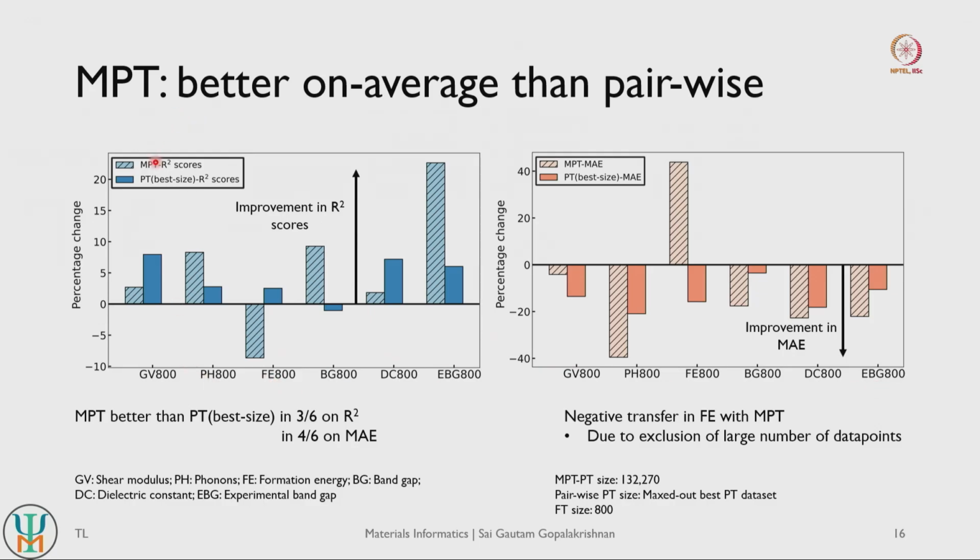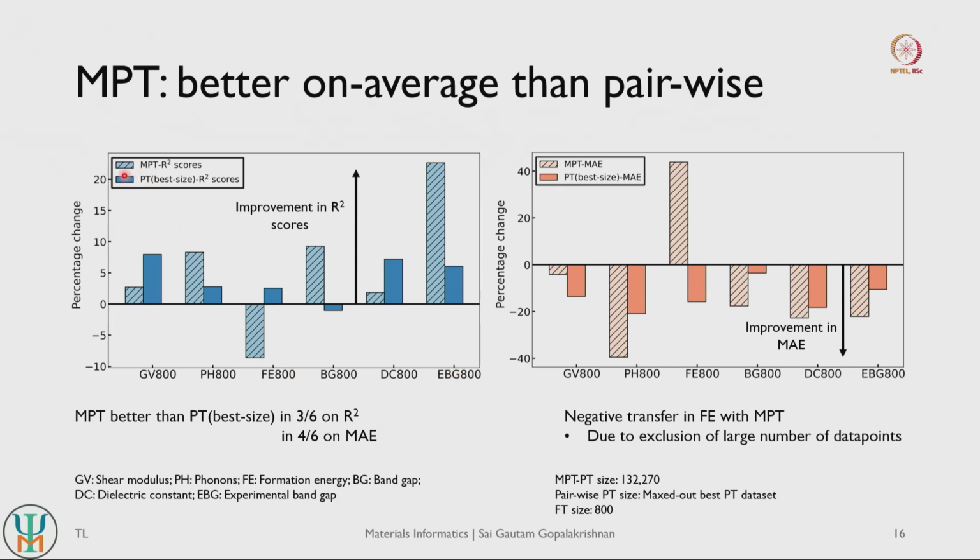So in the case of MPT models, if you want to predict on GVRH or shear modulus, we pre-trained on all the 6 remaining properties and then we did fine tuning on the shear modulus. Same thing with phonons, same thing with formation energies and so on, right.